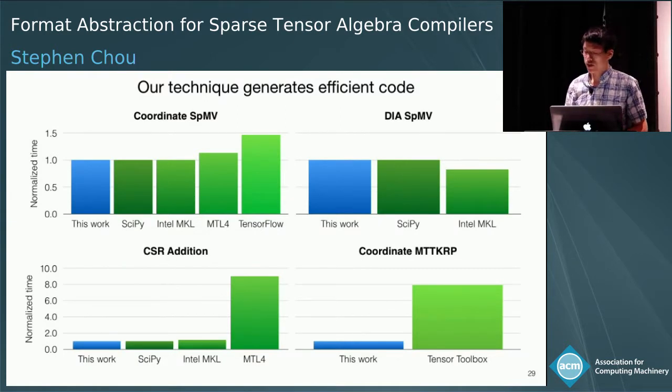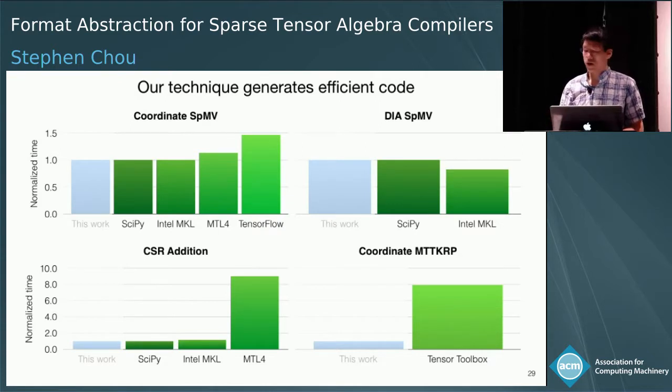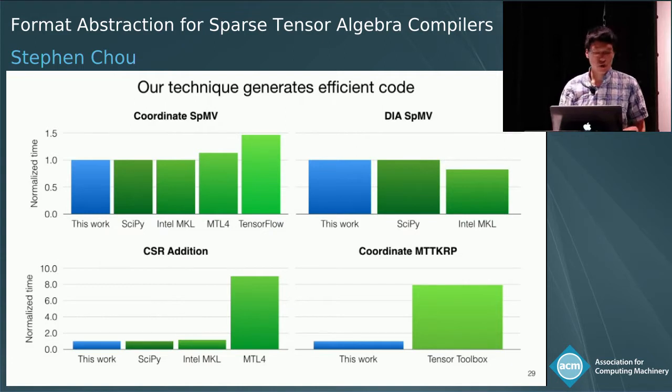Now, for each of these operations, we measured the performance of sequential code that our technique generates and compared it against those of equivalent handwritten kernels that are implemented in these other libraries. Specifically, the results here show the geometric means of normalized execution times across a set of test tensors, so the lower the better. And what we found was that on the whole, our technique does in fact generate code that has comparable, if not better performance than other libraries. Sometimes much better, in fact, since our technique can always generate code that's specialized to the input data structures.